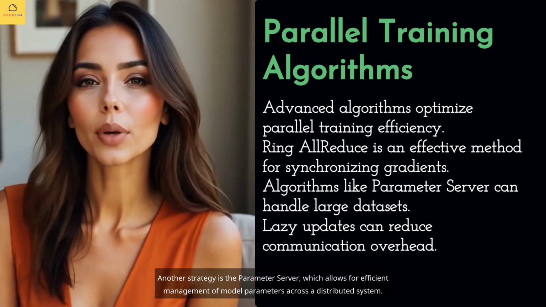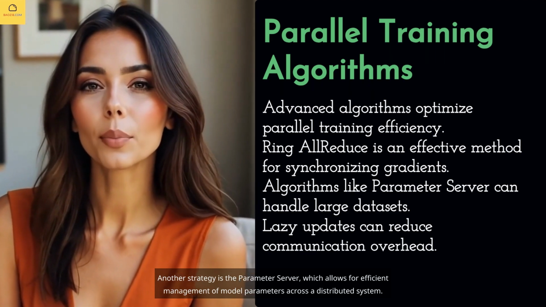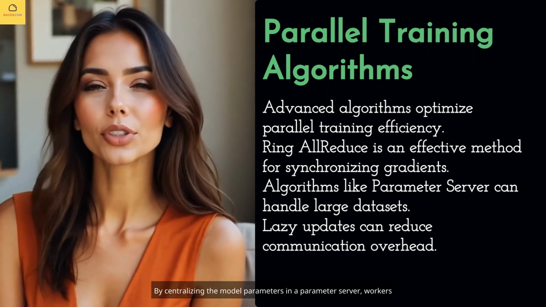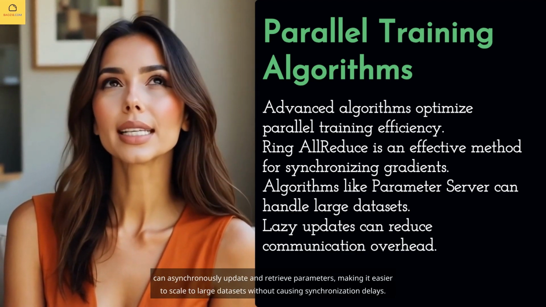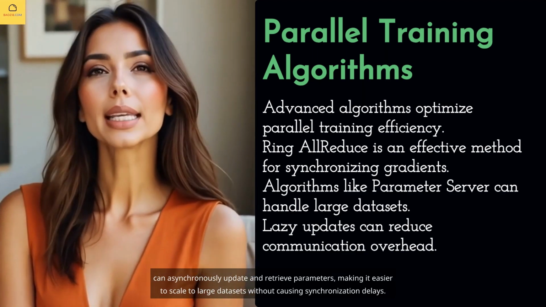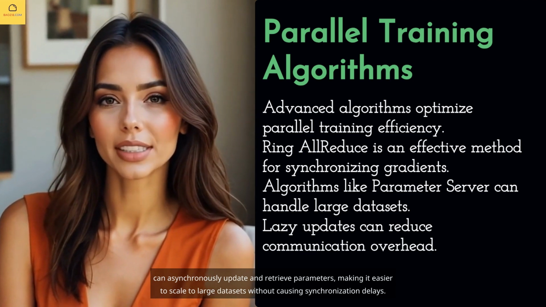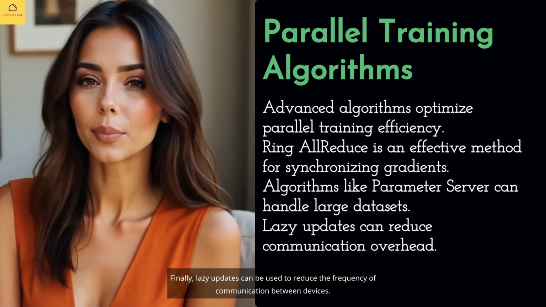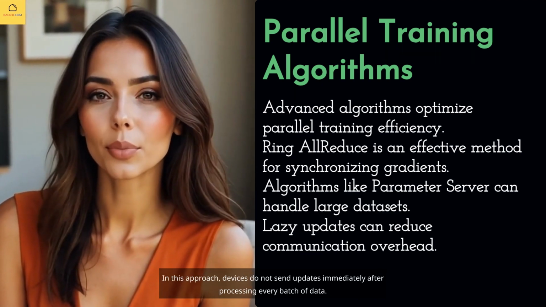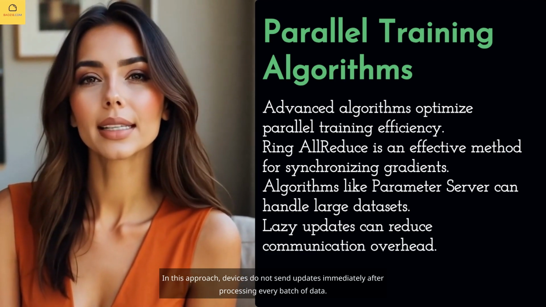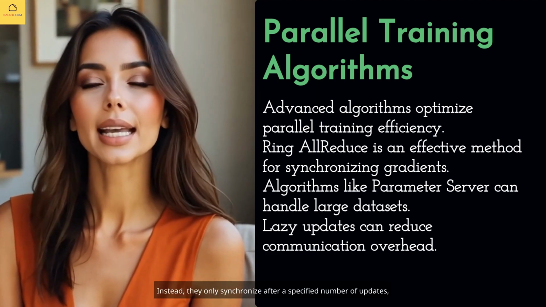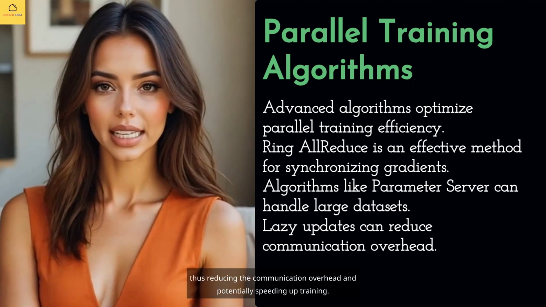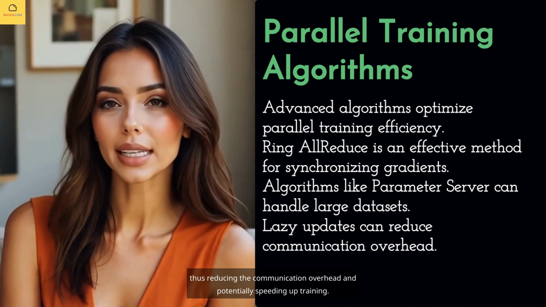Another strategy is the parameter server, which allows for efficient management of model parameters across a distributed system. By centralizing the model parameters in a parameter server, workers can asynchronously update and retrieve parameters, making it easier to scale to large datasets without causing synchronization delays. Finally, lazy updates can be used to reduce the frequency of communication between devices. In this approach, devices do not send updates immediately after processing every batch of data. Instead, they only synchronize after a specified number of updates, thus reducing the communication overhead and potentially speeding up training.